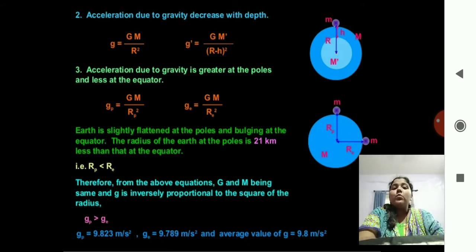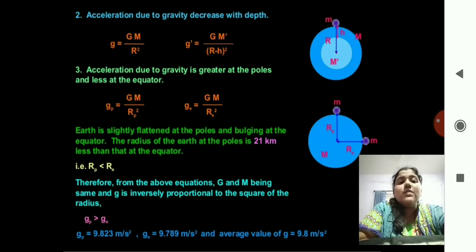Therefore, from the above equations, capital G and capital M being the same, small g is inversely proportional to the square of the radius. That is, if the radius increases, the gravitational force will decrease, and if the radius decreases, the gravitational force will increase. So the values of gravitational force are given over there. The average value we use to calculate is g is equal to 9.8 meter per second square.